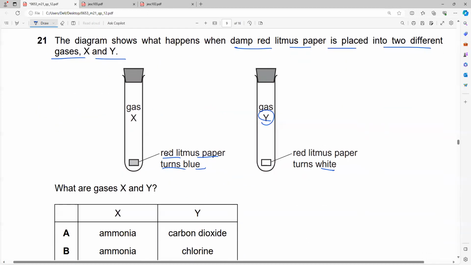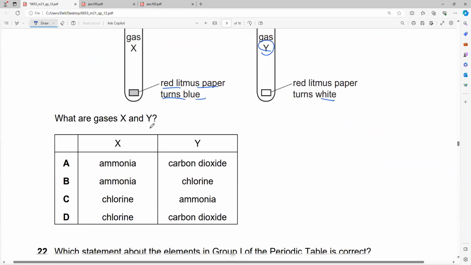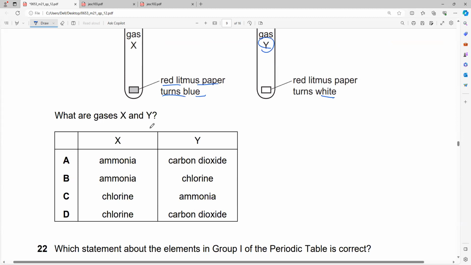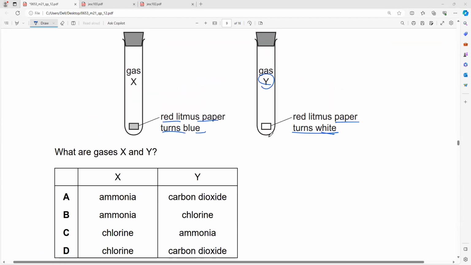Now red litmus turns into blue. From that I can identify X is what? Acid or base? Red litmus to blue, so it is a base. Next, red litmus paper turns into white. Here also, I am suggesting the way to answer.